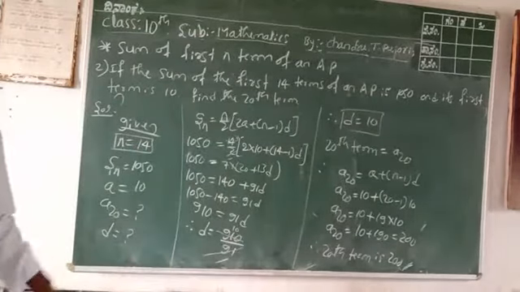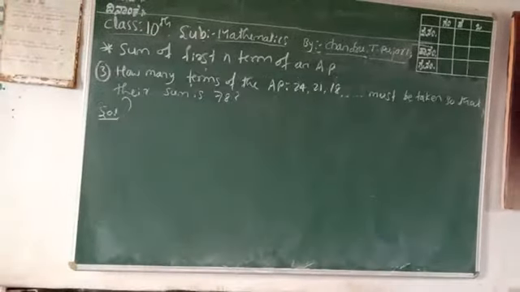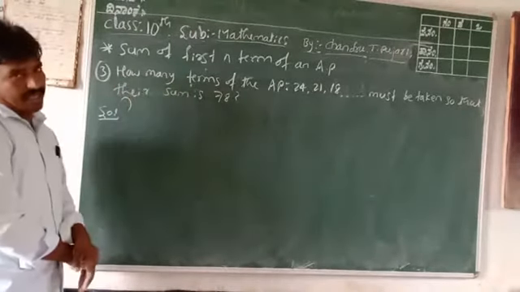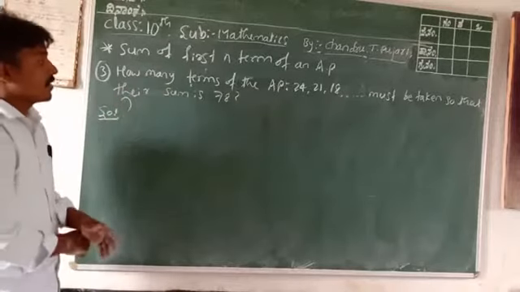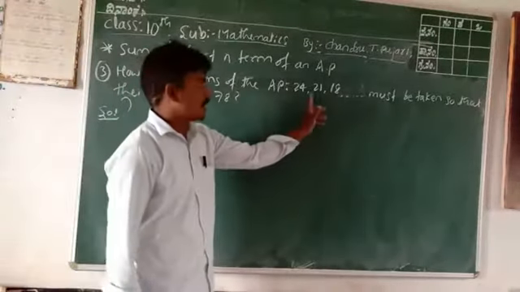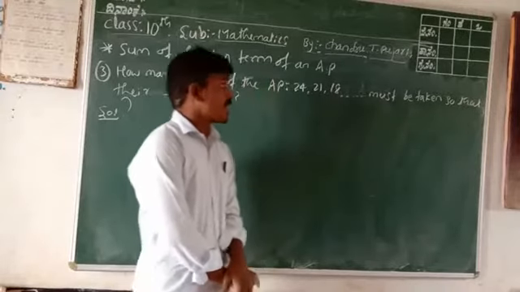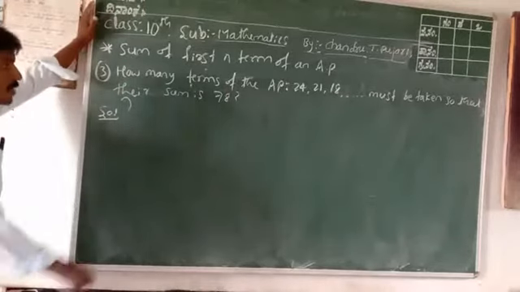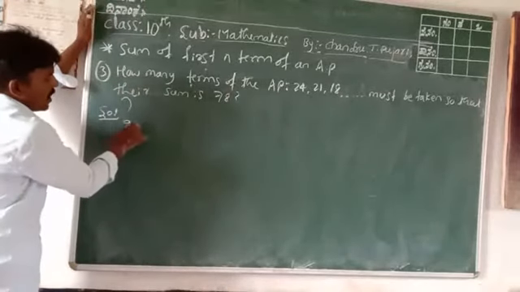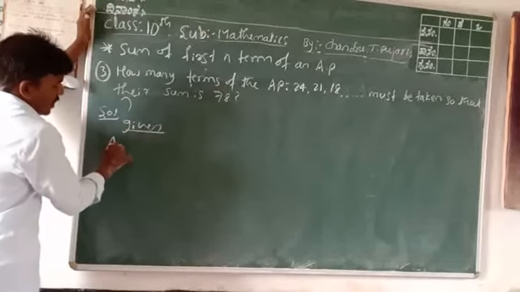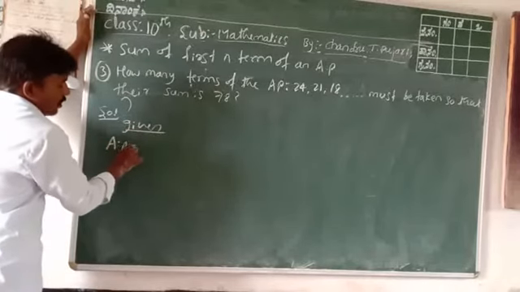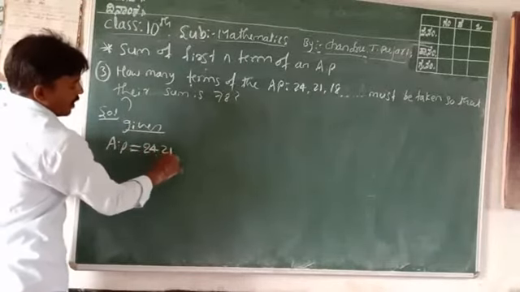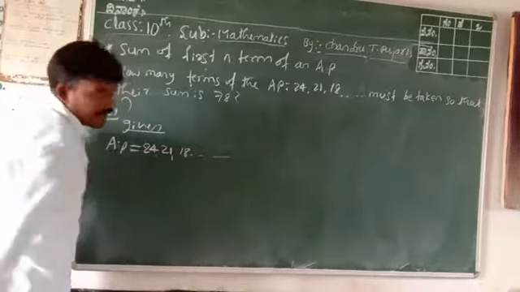Got it? Next one, third example. How many terms of the AP 24, 21, 18 and so on must be taken so that their sum is 78? First of all, you can write the given. The given AP is 24, 21, 18 and so on.